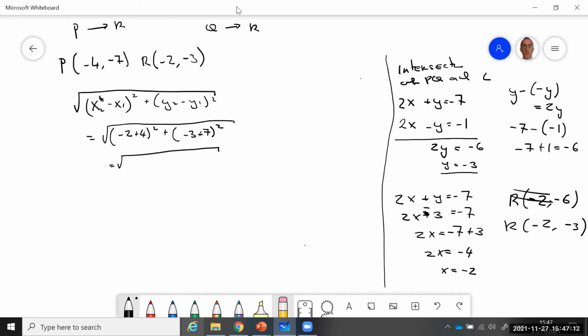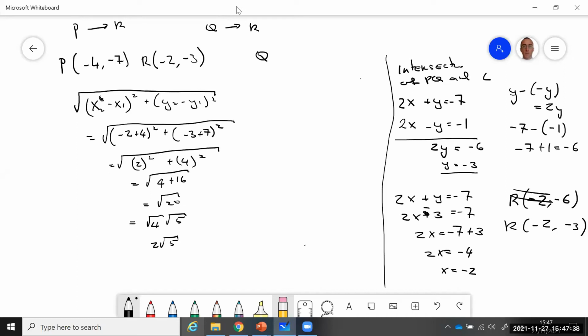Okay, and that works out to be negative 2 plus 4 is 2 squared, plus negative 3 plus 7 is 4 squared. Okay, that equals the square root of 4 plus 16. That equals the square root of 20. It's always nice to break things down: root 4 by root 5. That equals 2 root 5. So that's the distance from P to OR.